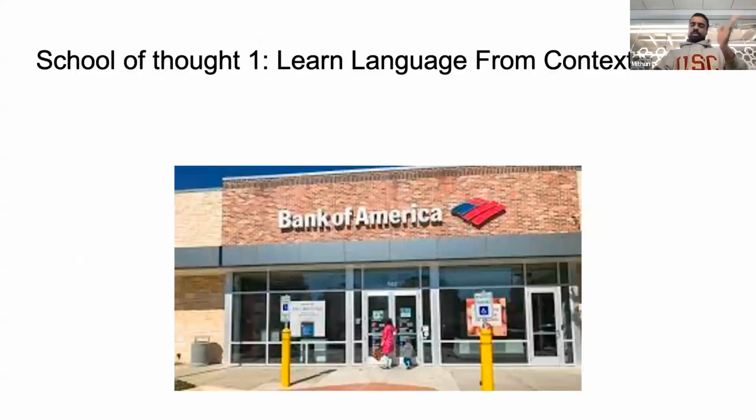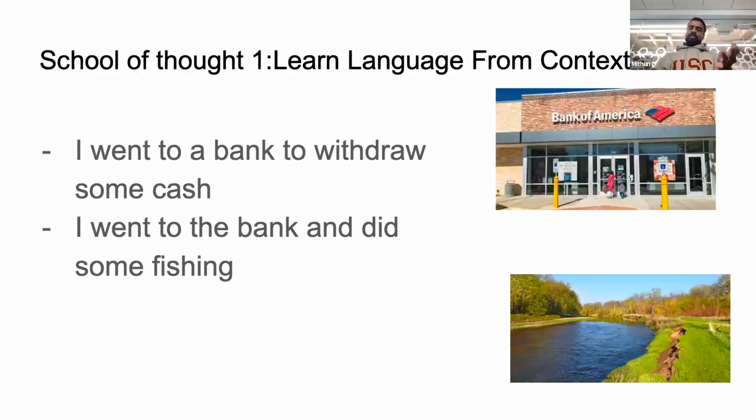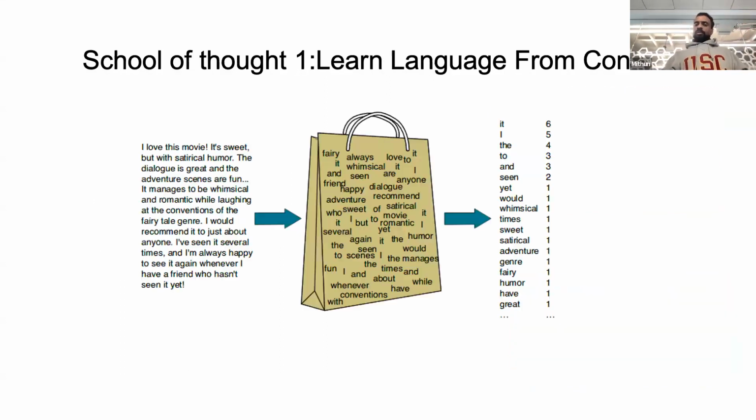And you've probably seen this example before in my other lectures, right? So this was the first school of thought, which is, hey, if I tell you the word bank, does it mean a financial institution? If I tell you I'm going to the bank to withdraw some cash, of course, you know I'm talking about a financial institution. And if I tell you I'm going to a river bank, or say I went to the bank and did some fishing, then you know I am talking about the river bank, right? And the school of thought there is learning language from context.